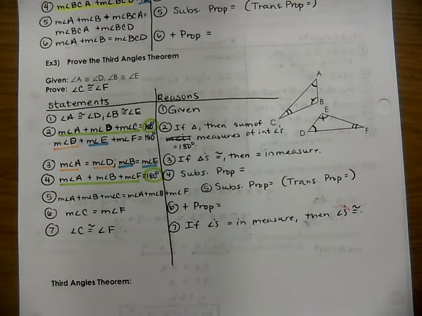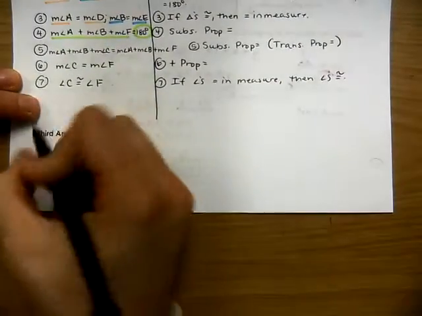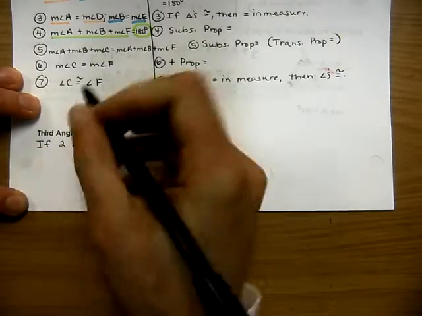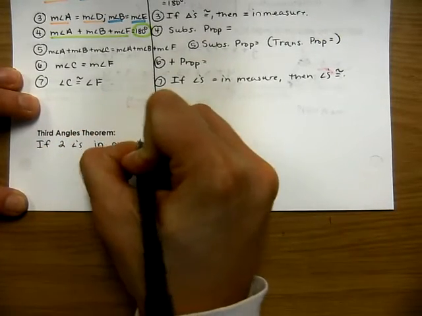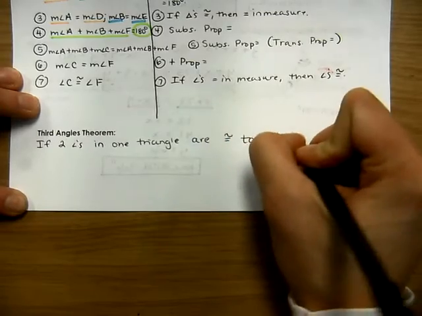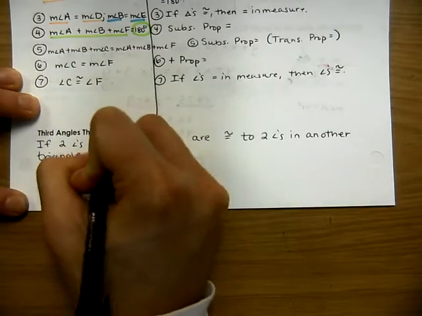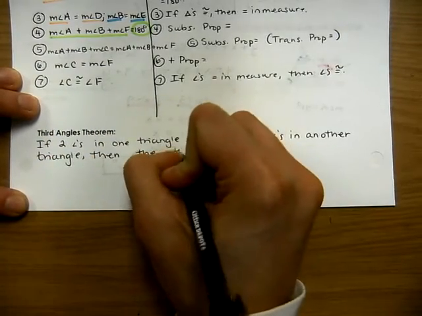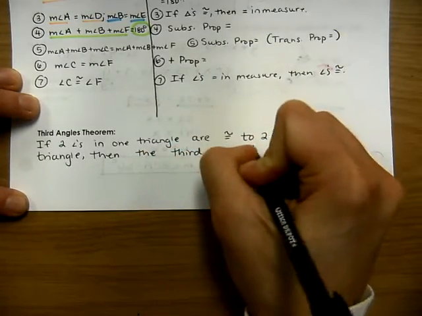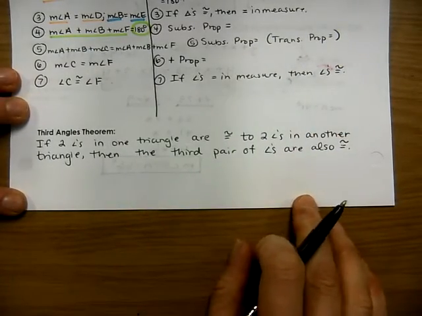All right, so what the third angles theorem says in words is that if two angles in one triangle are congruent to two angles in another triangle, then the third pair of angles are also congruent. And we'll put these on our proof sheet tomorrow.